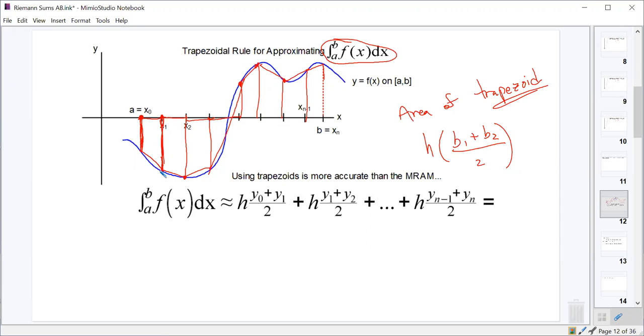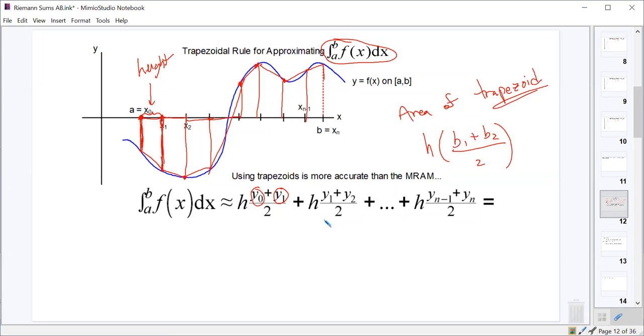Isn't it like you take f of x sub 0 and then f of x sub 1 to find the bases? F of x sub 0 and f of x sub 1. So I'll just call those y sub 0 and y sub 1. Rather than f of x sub 0, y sub 0 is good enough. And then we need to find the average of those, so divide it by 2 and multiply it by this height. Right, this is the height of the trapezoid.